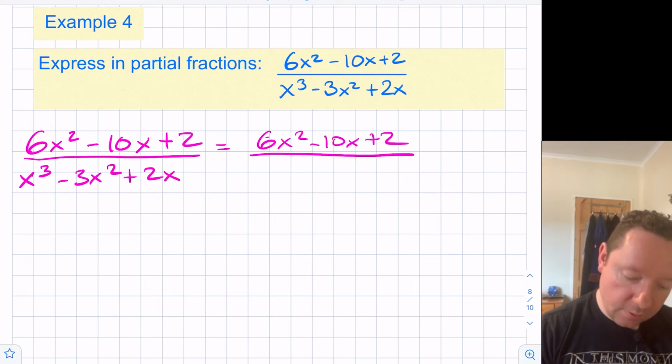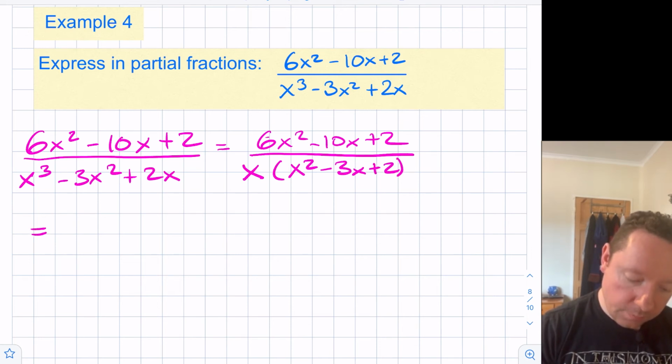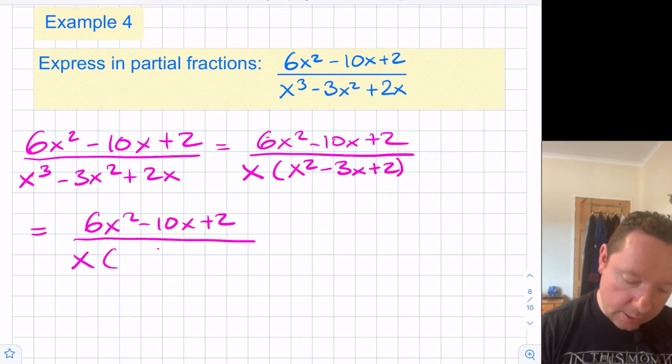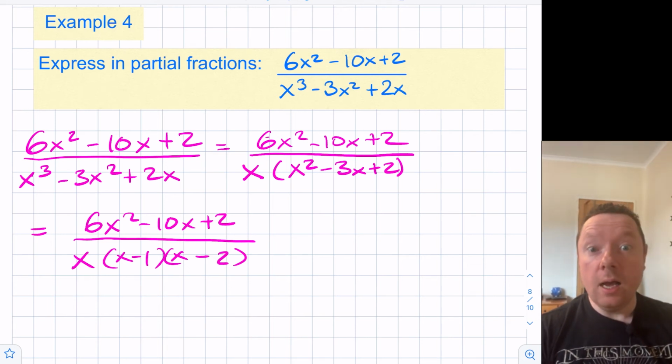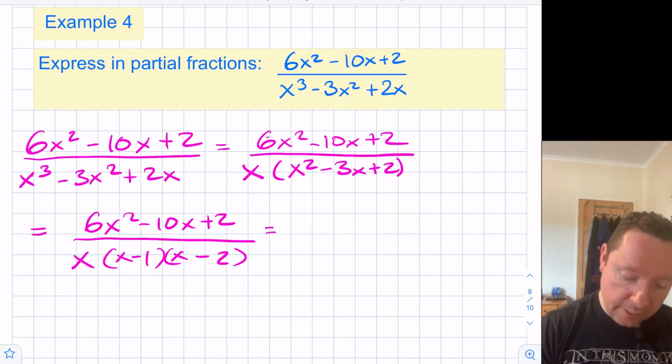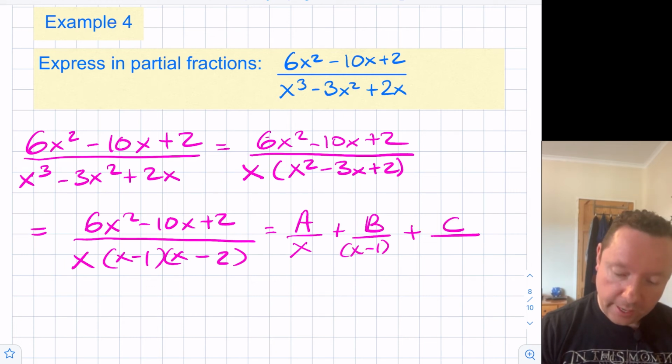Our bottom one factorised, though x is a common factor, so you get x squared minus 3x plus 2, but I can factorise that further. Because you get x, double brackets, x and x, 2 and 1, minus 1 minus 2. So since we've now got linear factors only on the bottom, that's going to be a over x plus b over x minus 1 plus some number c over x minus 2.